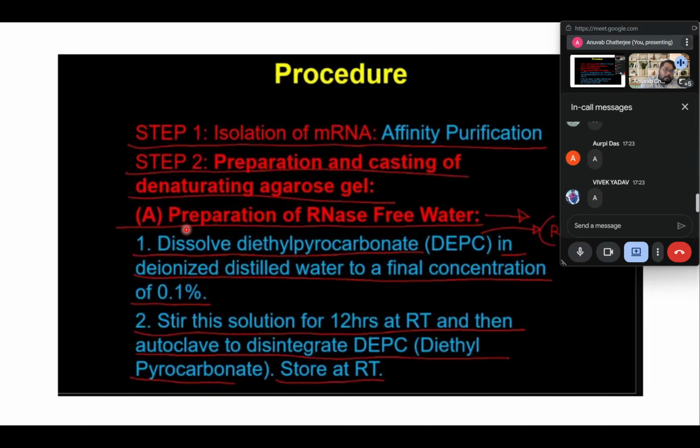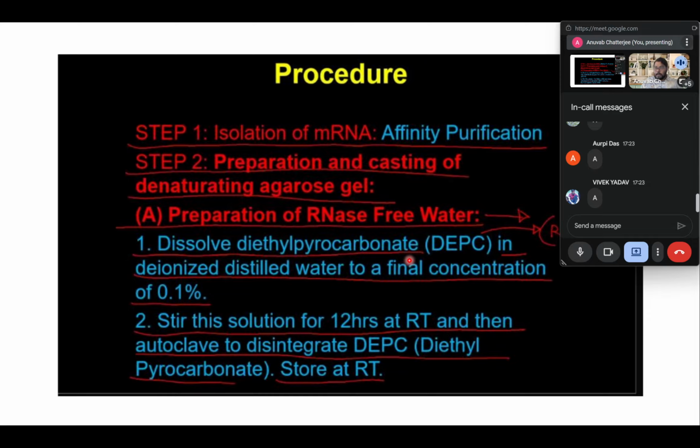Normal molecular biologists and everyone else, as well as me, we do not trust normal Milli-Q or autoclaved water for storing mRNA. We do something known as DEPC treatment. DEPC is diethyl pyrocarbonate, a molecule which can bind to different enzymes having histidine or serine or tyrosine groups, and essentially by binding they inactivate the proteins.